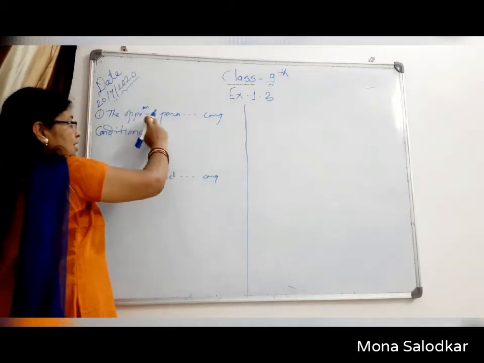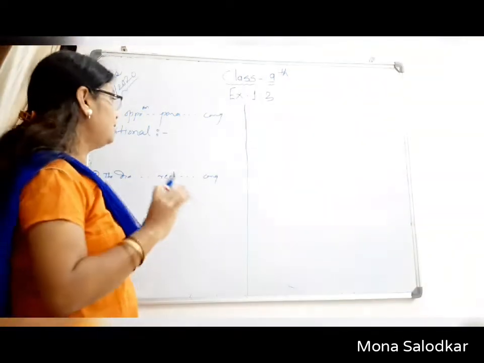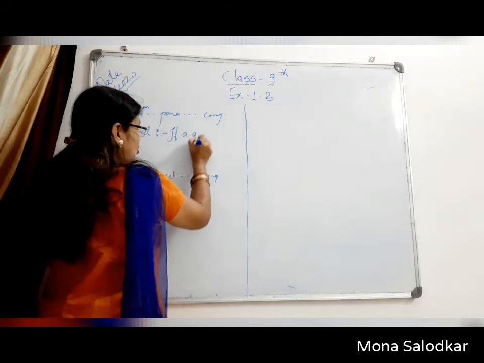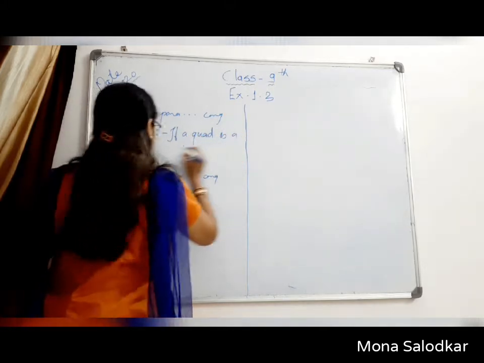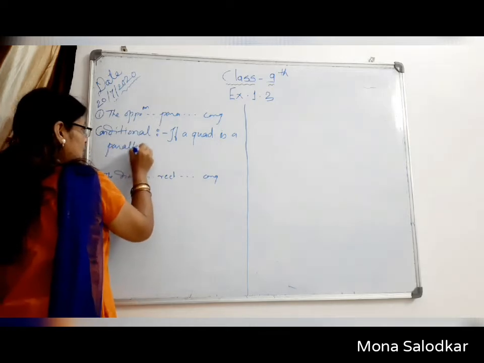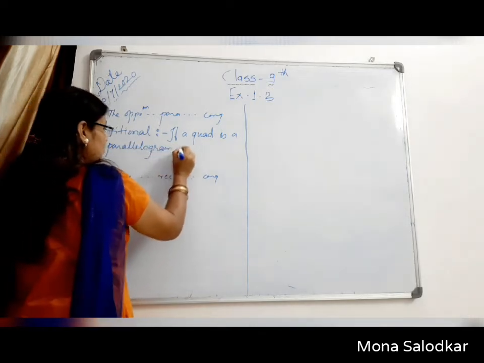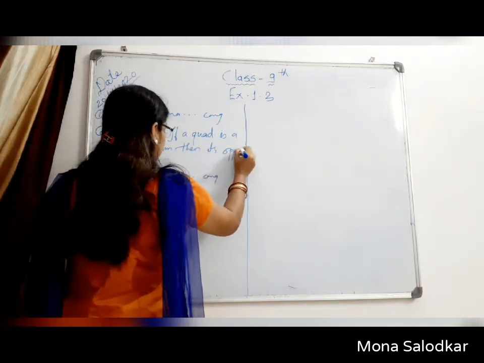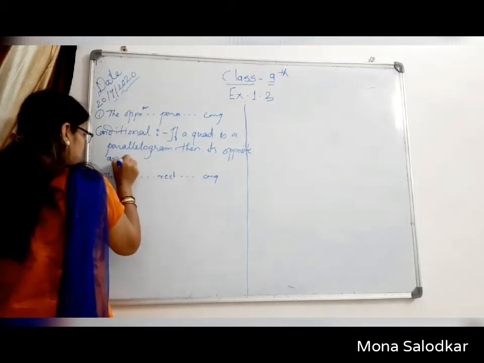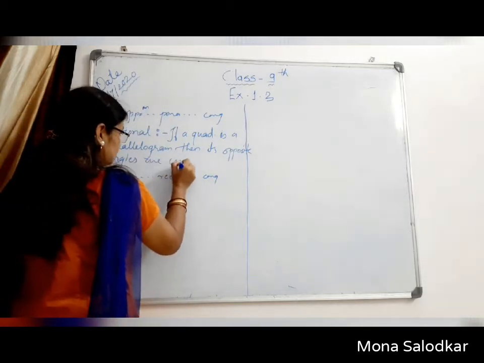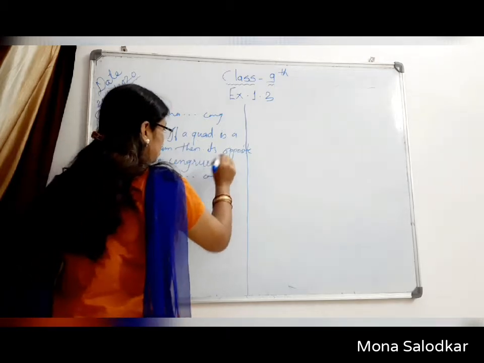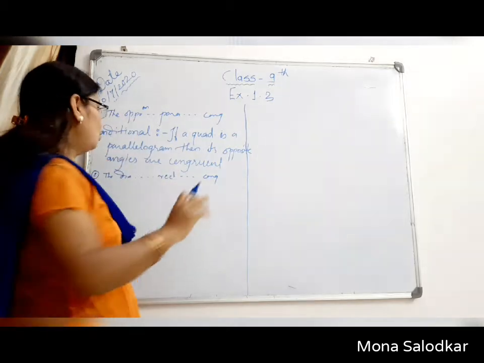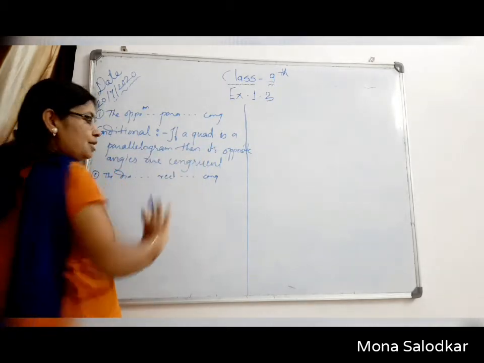Now if the opposite angles of parallelogram are congruent, means parallelogram is given and you have to show that the angles are congruent. So what you have to write down? If a quadrilateral is a parallelogram, then its opposite angles are congruent. Now in if and then you have to write down the statement as it is. Parallelogram is given and its opposite angles are congruent. Now if quadrilateral is a parallelogram, then its opposite angles are congruent.